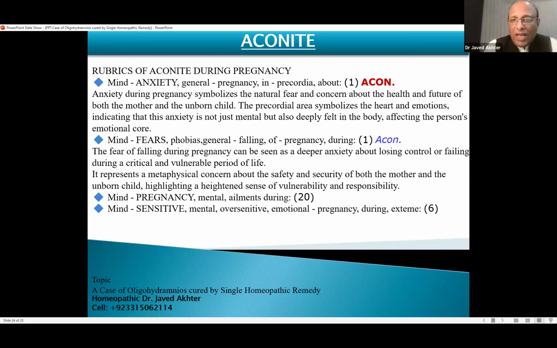So you can take the rubric here, ailments during pregnancy. Very important. Next, the rubric is a sensitive, oversensitive, emotional state during pregnancy, extreme. What is the meaning of extreme here? Extreme means the patient is extreme in their sensations, as pregnancy is precious. Number two, the problem is very highlighted, extreme in conditions. The patient is very emotionally sensitive during the pregnancy. So you can take the rubric here. This is a pregnancy-related rubric of Aconite.